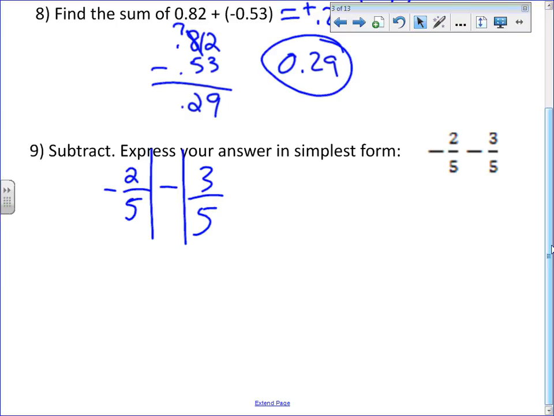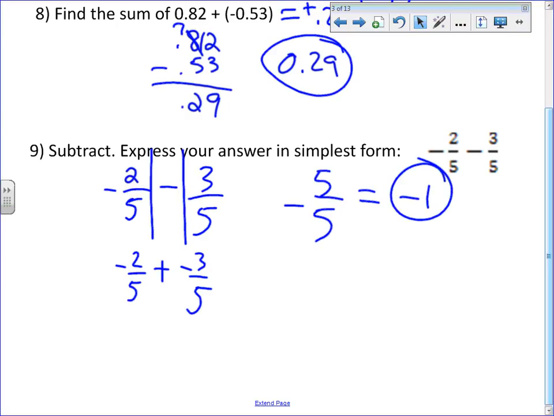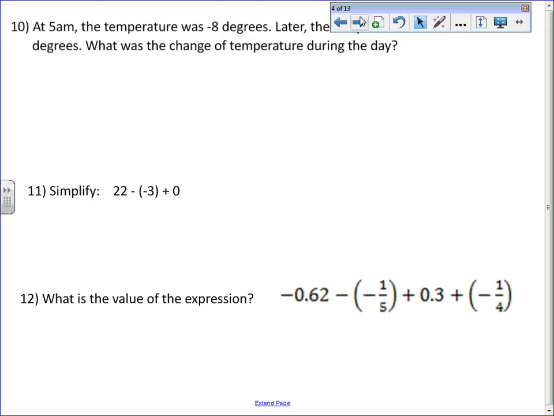Let's do keep change. Now it's negative 2 over 5 plus negative 3 over 5, which is really nice because they're both negative. You add two numbers that have the same sign. Keep the sign, so I write down the negative sign, and you add 2 over 5 plus 3 over 5 is 5 over 5. And negative 5 over 5 equals negative 1. Express your answer in the simplest form, negative 1 is the final answer.